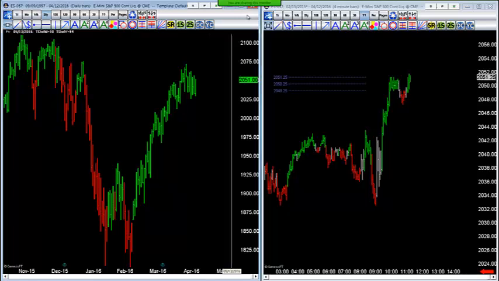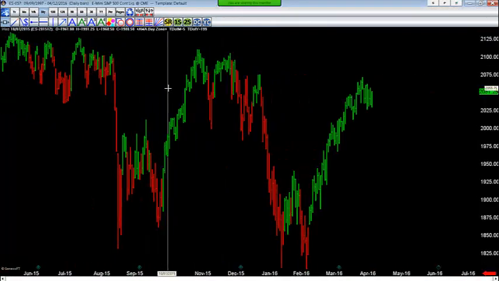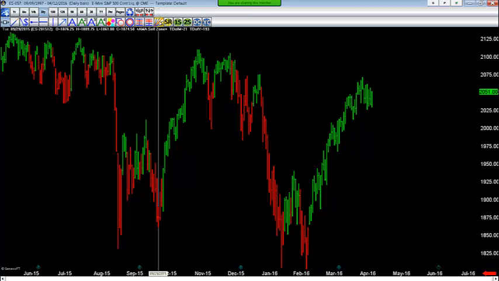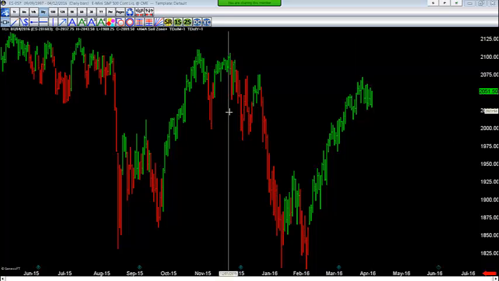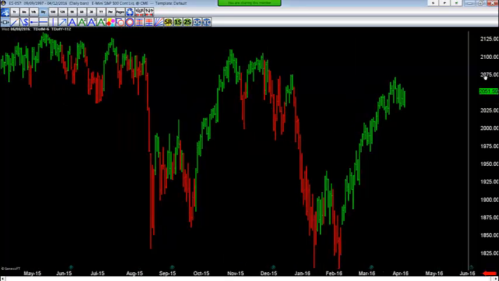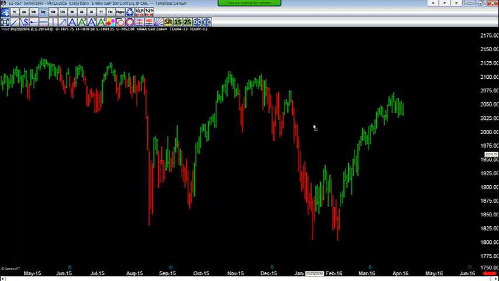Now, the angles of most importance are the 1-to-1 and 2-to-1, or 1/2. Okay. And I'm going to show you exactly what that means on the chart, because most people don't ever get these on the chart correctly.